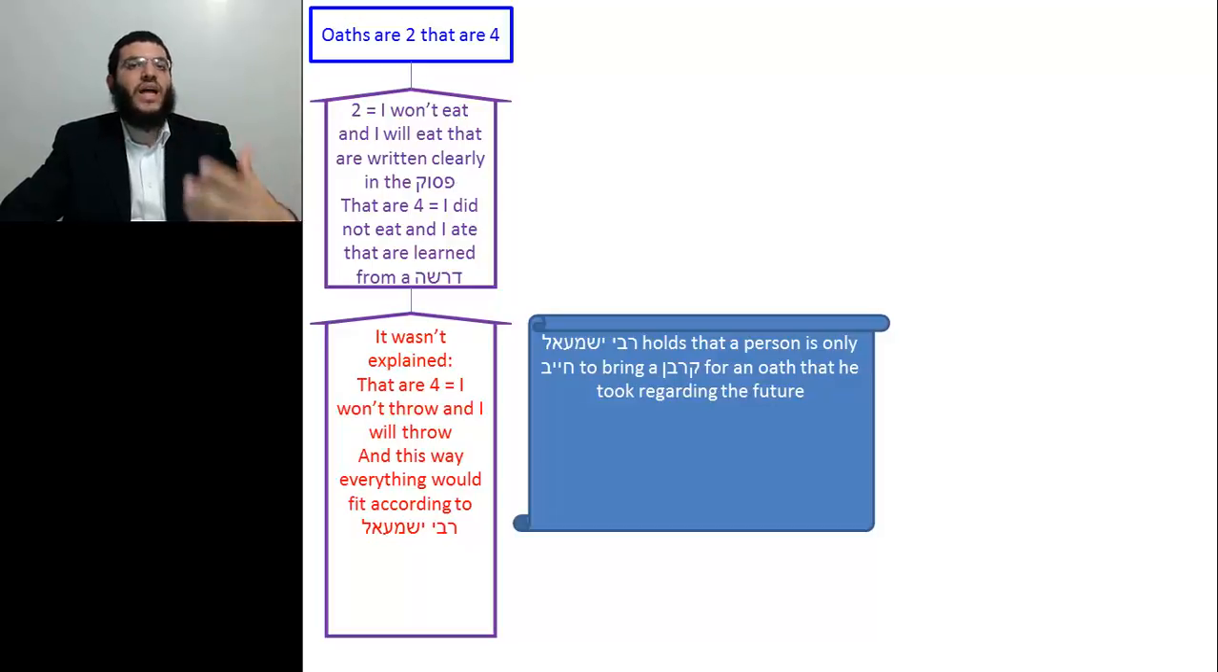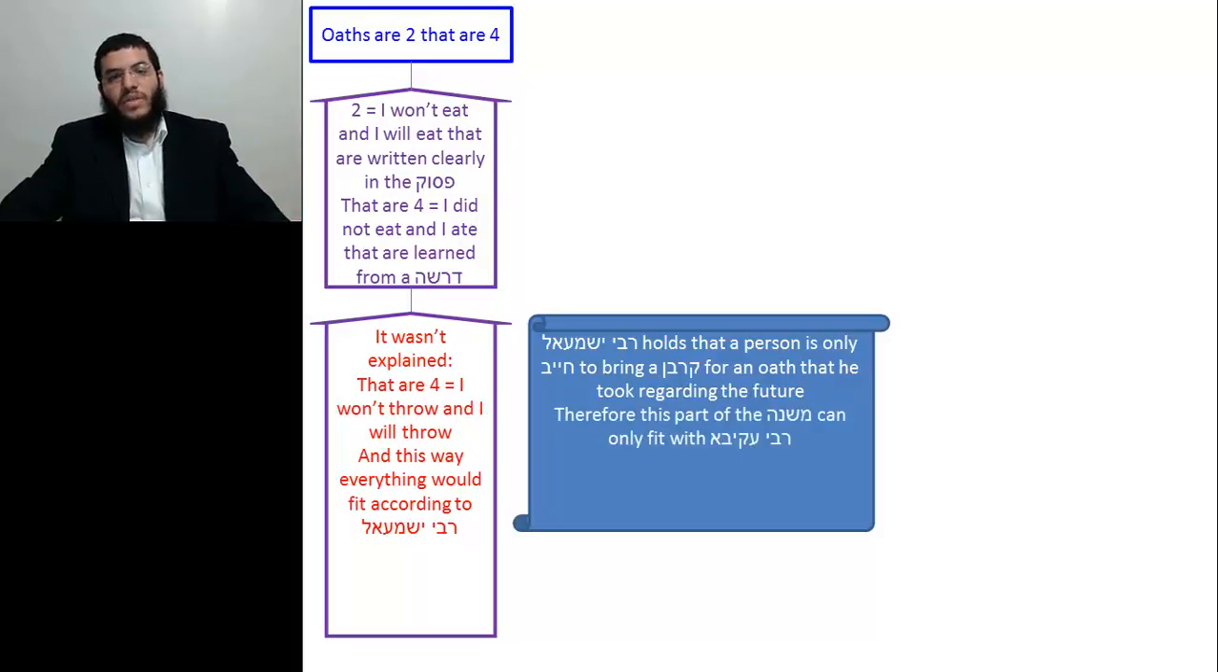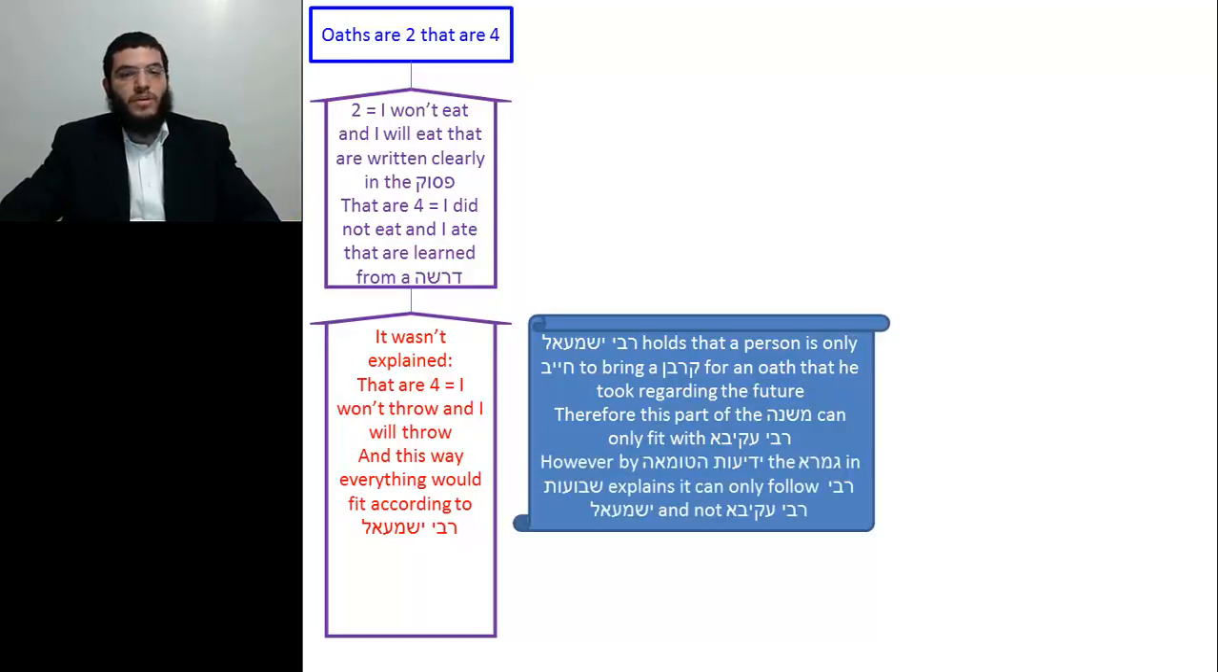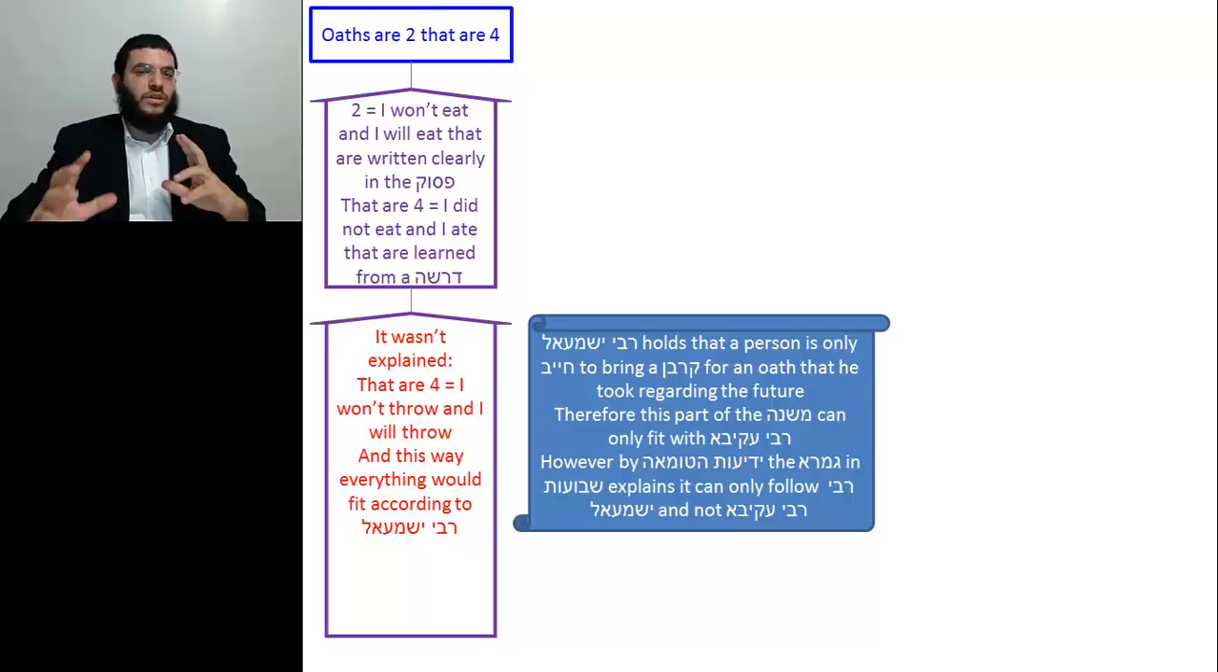However, regarding the past, he does not need to bring a korban. So now that we explained our Mishnah to be referring to the future and the past, it comes out that this part of the Mishnah can only fit with Rabbi Akiva, who holds that a person needs to bring a korban whether the oath is regarding the future or the past. And the problem with saying that this part of the Mishnah only fits with Rabbi Akiva is that regarding Yedias HaTumah, the Gemara in Masechta Shavuos explains that by Yedias HaTumah it's the opposite.